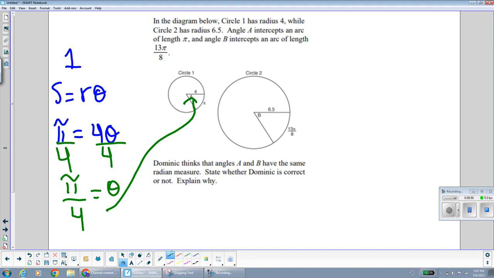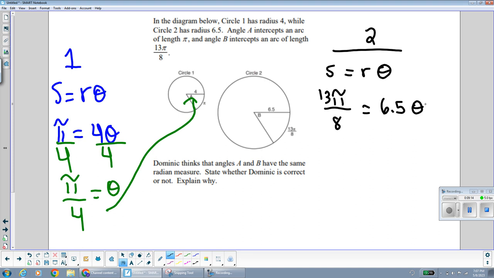And notice how much easier this formula made our lives than having to do that whole proportion with the pi, and it's going to make our life easier here as well. Once again, this formula only works when your angle's in radians or when you want to find your angle in radians. So our arc length over here is 13 pi over 8, and our radius is 6.5, and we're finding the angle. So what we want to do is we just want to divide both sides by 6.5 so we can get theta by itself.